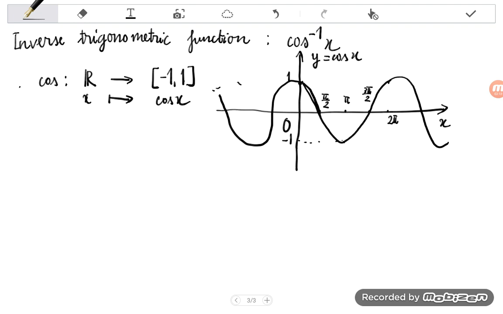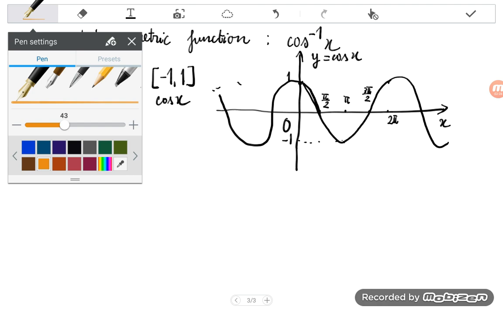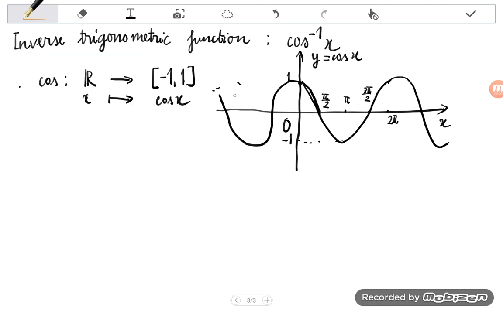With this graph, you can see that the cosine function does not have the inverse function. Why do I say so? Because when we draw a horizontal line, you can see that the horizontal line intersects the graph of the cosine function at infinitely many points. So of course the cosine function does not have the inverse function.